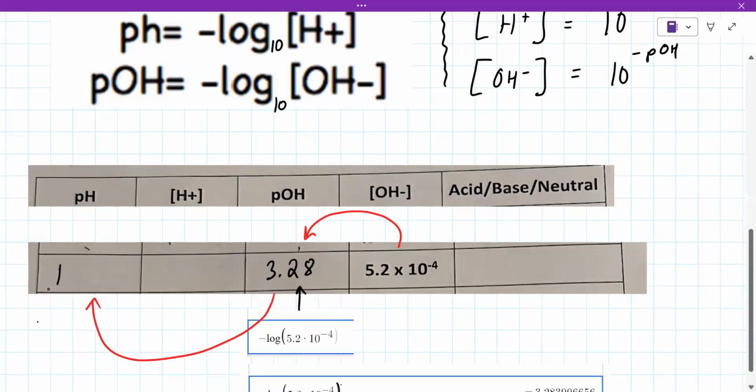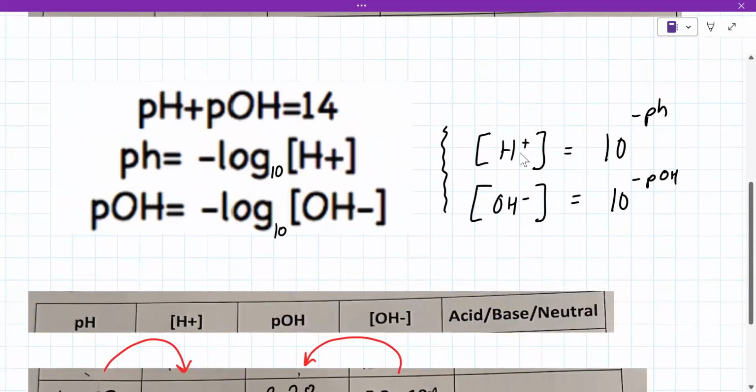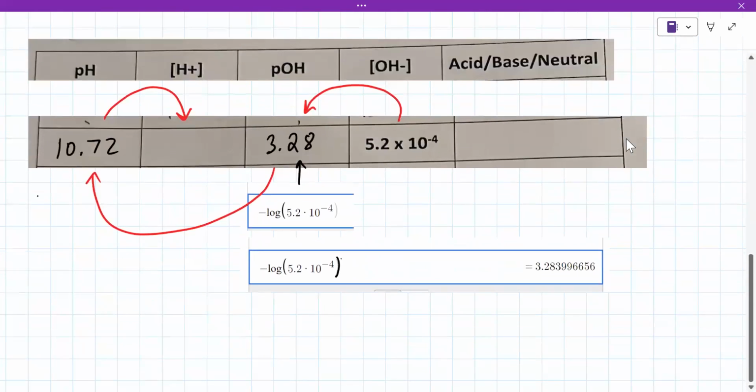10.72. And then there's another mapping here to H plus. Now to get H plus, we have to go back to our formulas here. H plus is 10 to the minus pH. So to get that value for H plus, it's 10 to the minus 10.72.